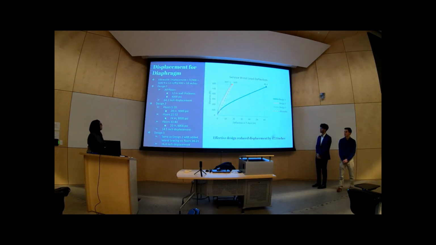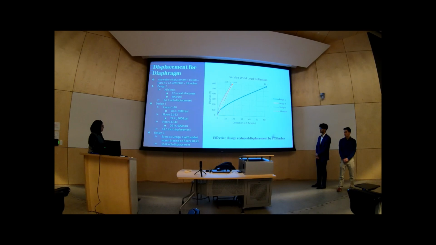So this is the displacement for diaphragm. Our allowable displacement is H over 400, which is 600 feet times 12 inches per foot divided by 400, which gave us 18 inches. So in our first design, we had just a 12-inch wall thickness with 4,000 PSI, and it gave us a really high displacement of 64.1 inches. So we did have to reconsider our design, and we ended up changing the concrete wall thickness as well as the strengths. And that gave us the 18.5-inch displacement, which was right over our allowable of 18.